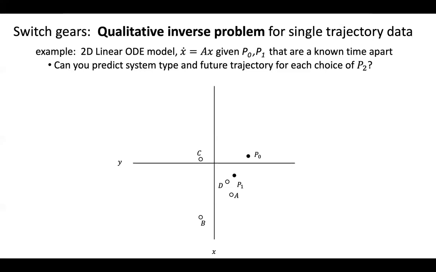C and D are stable. A and D are unstable. And what type of instability? And what type of stable fixed point? C and D have to be focuses if they are stable. Any other thoughts? D is a saddle? Yeah, you could have a saddle.